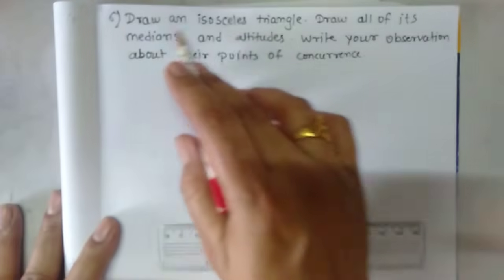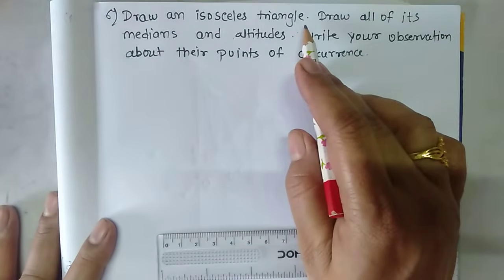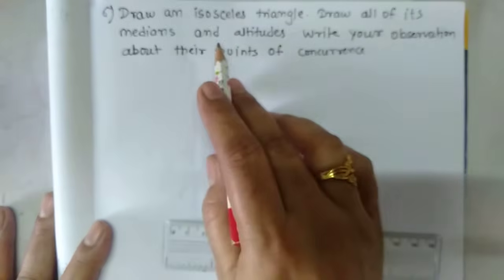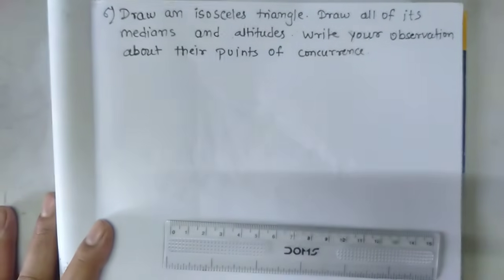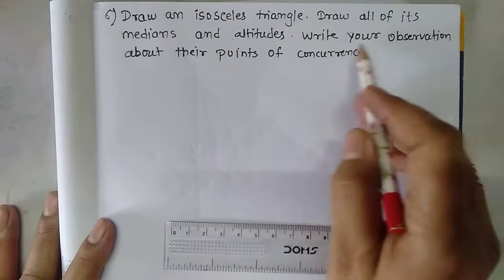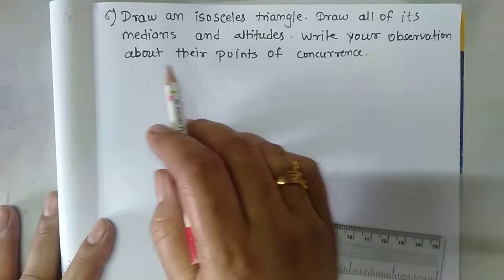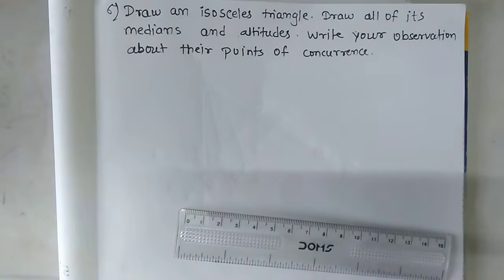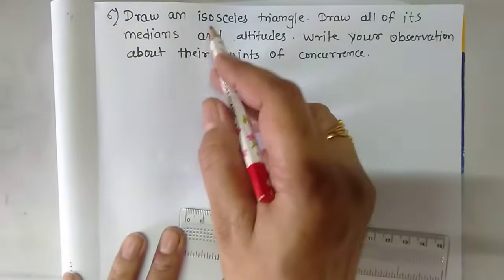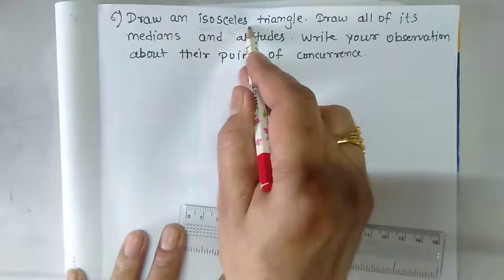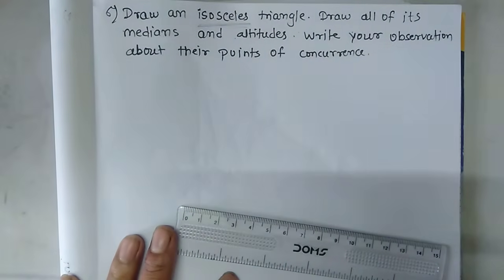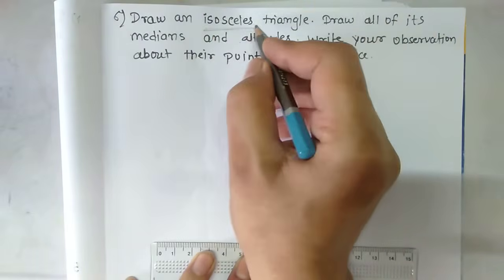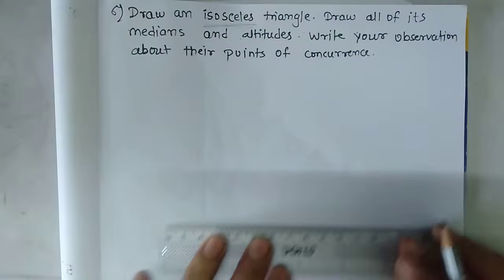Sixth question. Draw an isosceles triangle. Draw all of its medians and altitudes. Write your observation about their points of concurrence. Please all the students see here, isosceles triangle means, all of you know that, two sides of the triangle are the same.